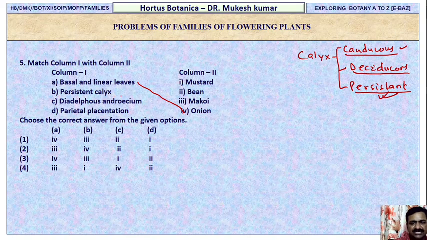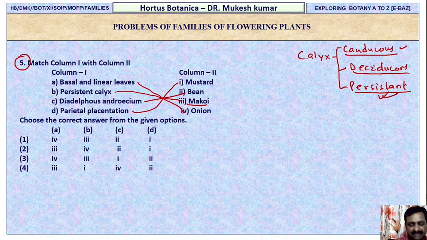Now, persistent calyx is found in the Solanaceae family. So Solanaceae is Makoi, Solanum. Diadelphous condition is in Fabaceae. And valvate aestivation, this is in the mustard. Very easy, right?